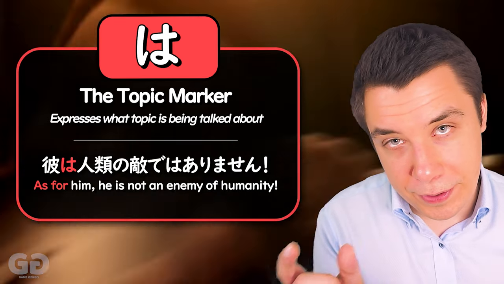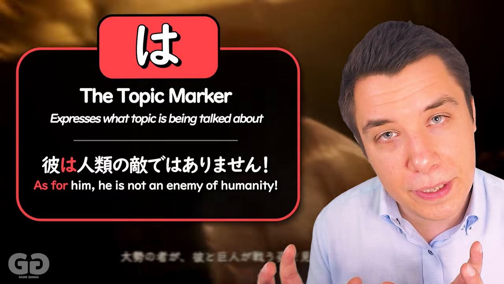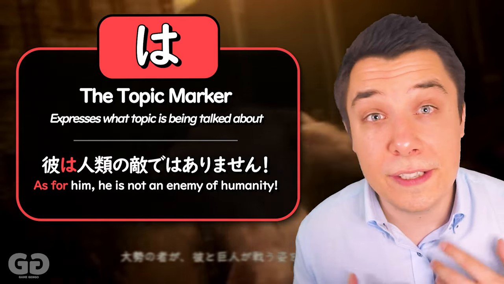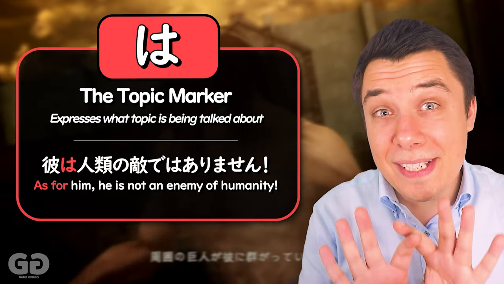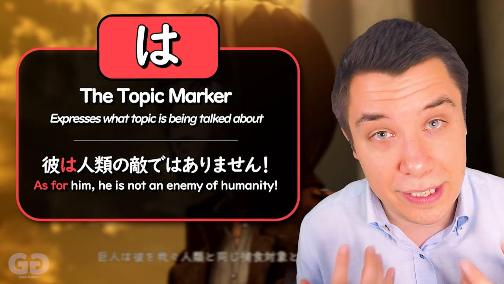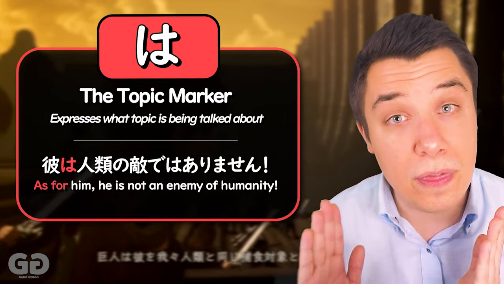This wa particle you use after the topic of the sentence to show what it is you're talking about. Think of it like a title to the conversation. What is the header of the conversation you're currently having? That is expressed here with the wa particle.